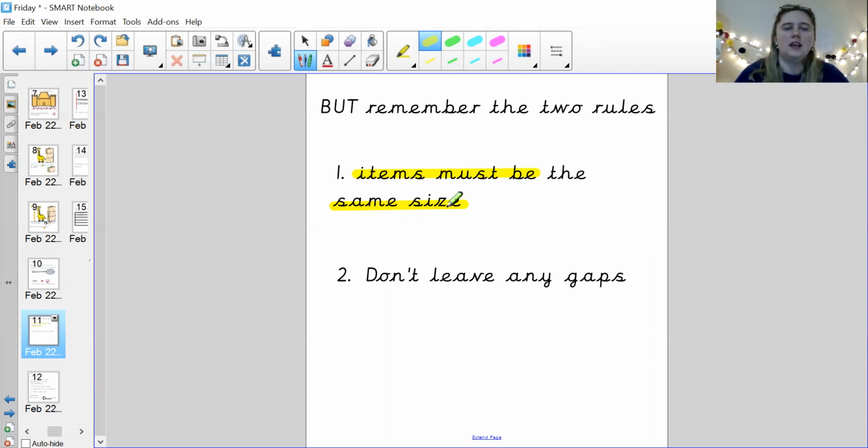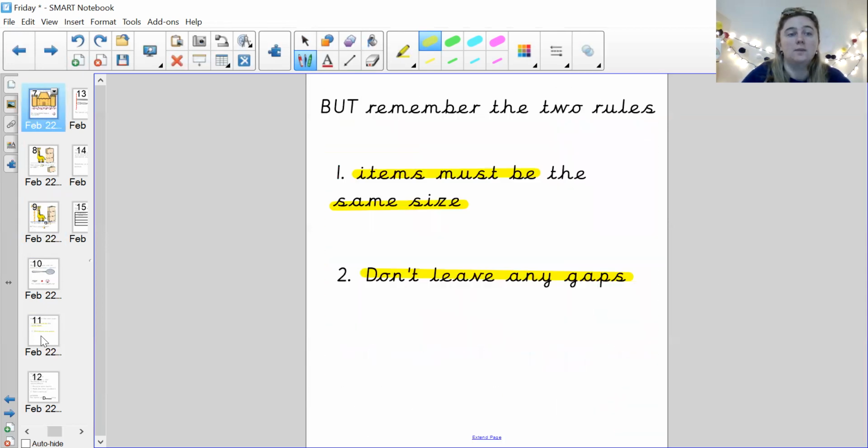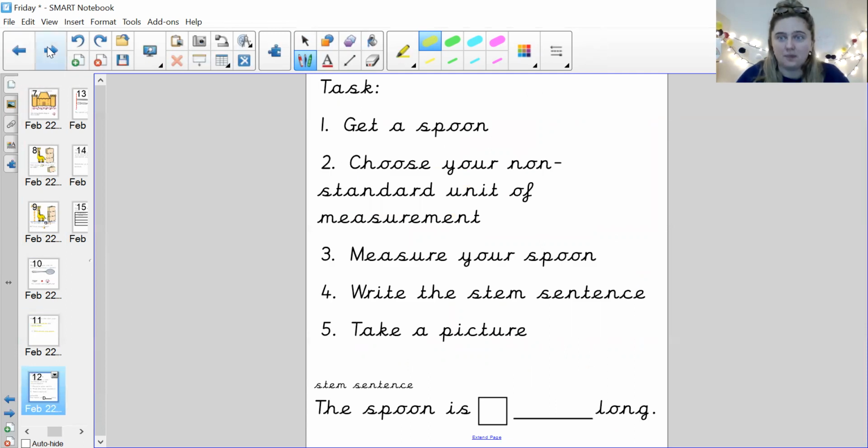Okay, the second rule is don't leave any gaps. Okay, really important. When you're measuring using non-standard units of measure, don't leave any gaps. Like up here, we didn't leave any gaps between our suitcases, did we? Or our shells. So now it's your turn. I'd like you, please, to get a spoon.